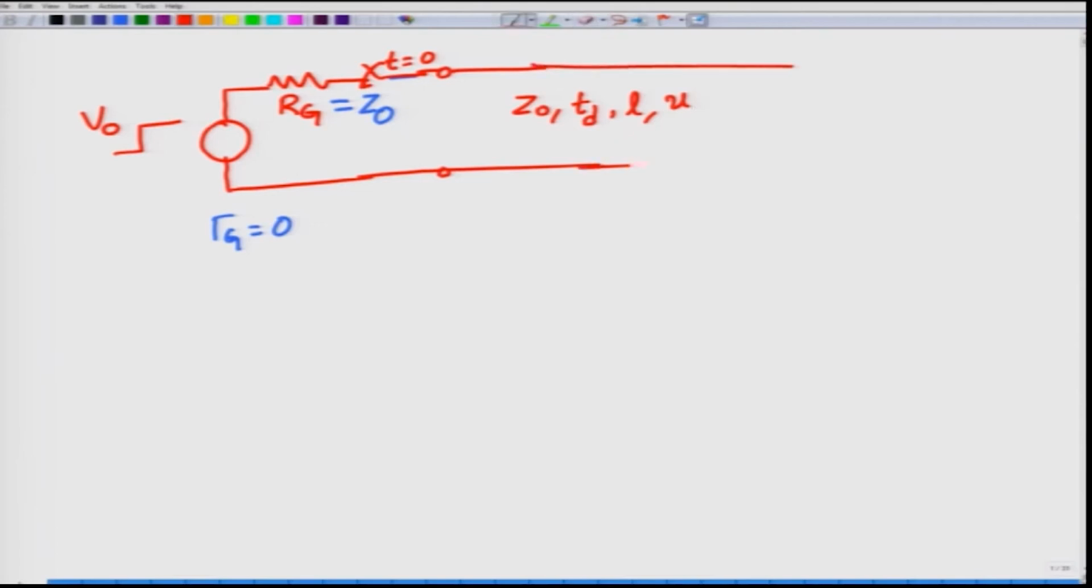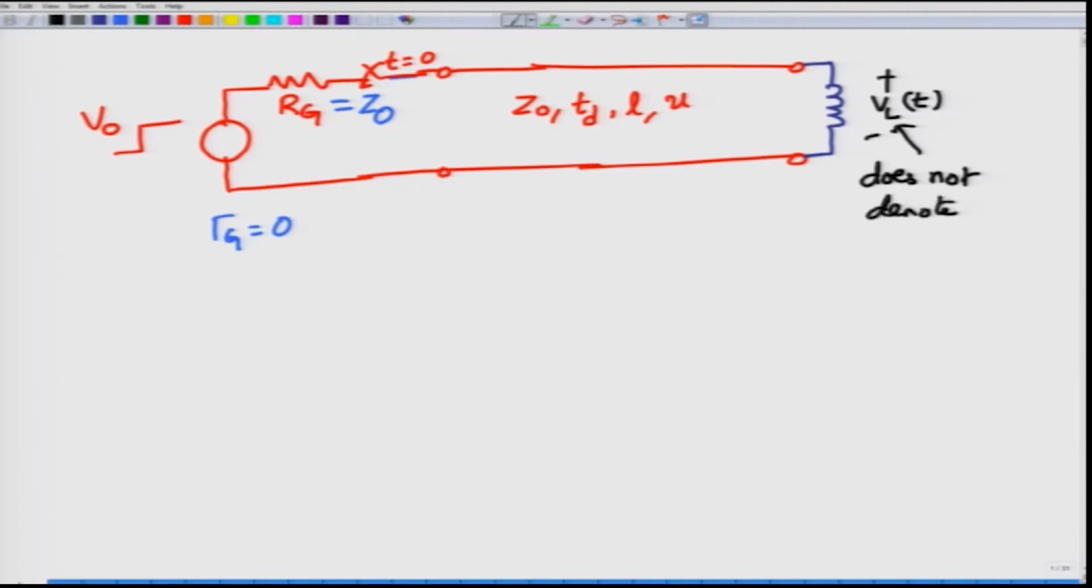So we connect this transmission line to a reactance. As I said, we will consider first the case of a pure inductance. We label the voltage across the inductance as V subscript L of t. Please note that this subscript L does not denote inductor, because later when we consider the load to be a capacitor, we again label the voltage across the capacitor as VL of t, and the current through the capacitor as IL of t, indicating load. So these are not indicating inductances, they simply indicate the load voltage.